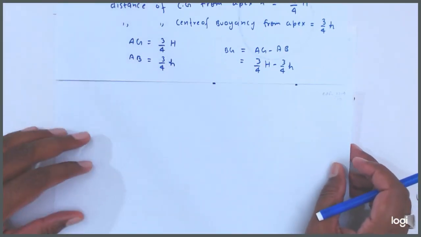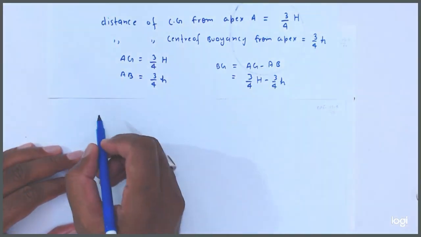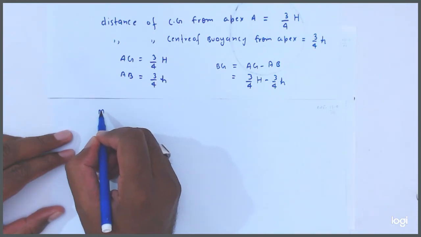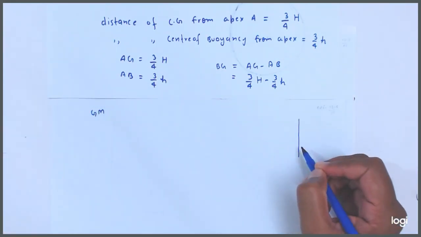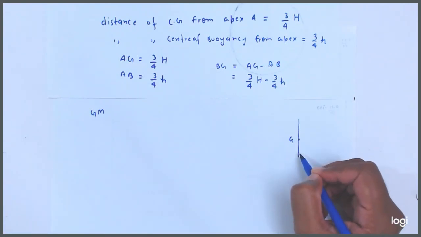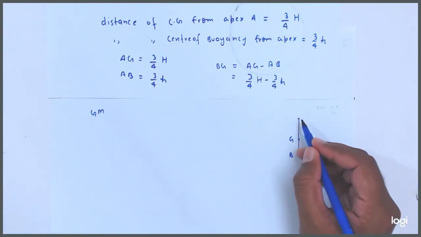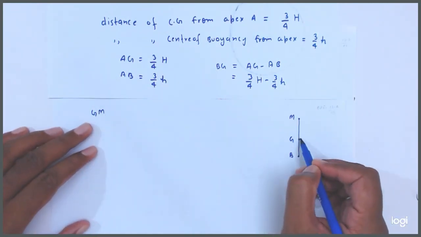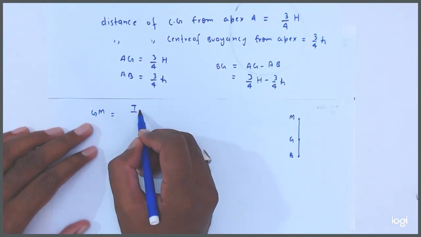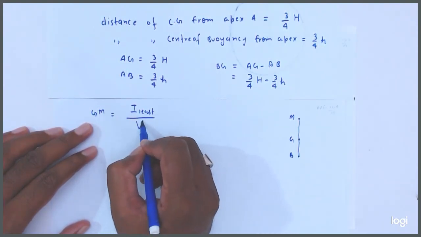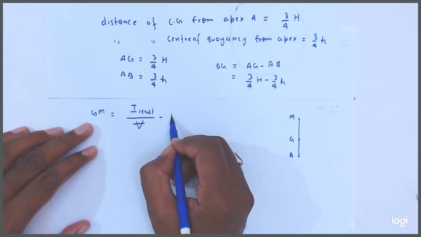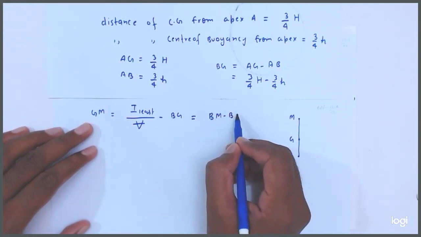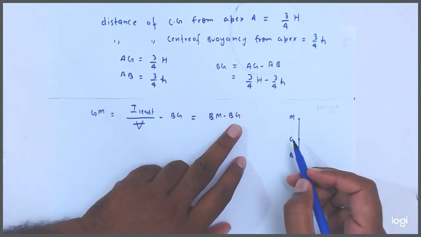Friends, why are we finding this BG? Why are we interested in BG? Because we have to find metacentric height, and we know that metacentric height GM, because here 3 points are there. This is the center of gravity, this is the center of buoyancy, and this is the metacenter. So GM is the metacentric height, and it is equal to I least divided by volume of liquid displaced minus BG, or we can say this is equal to BM minus BG. That's why we are finding this value BG.